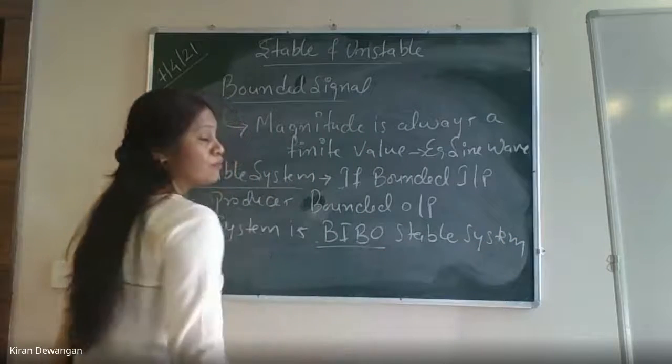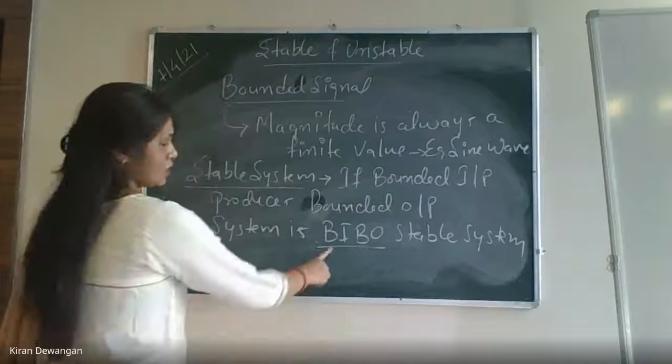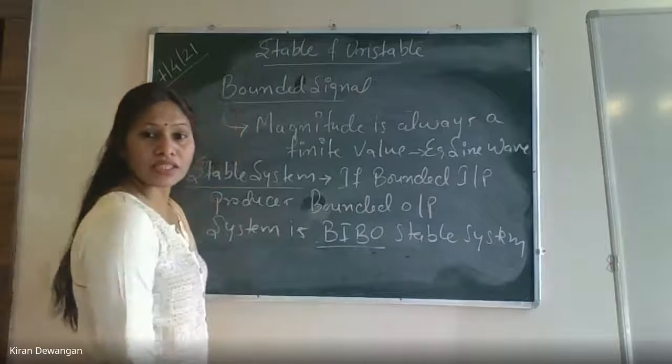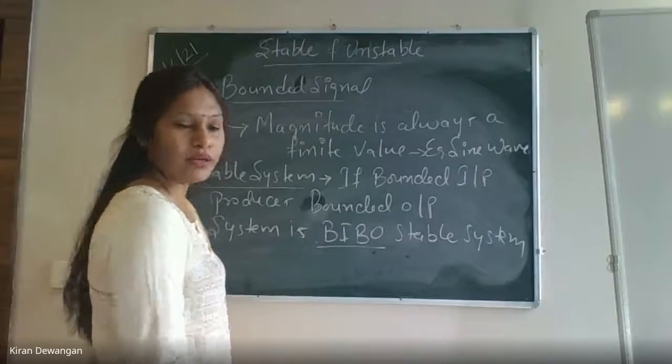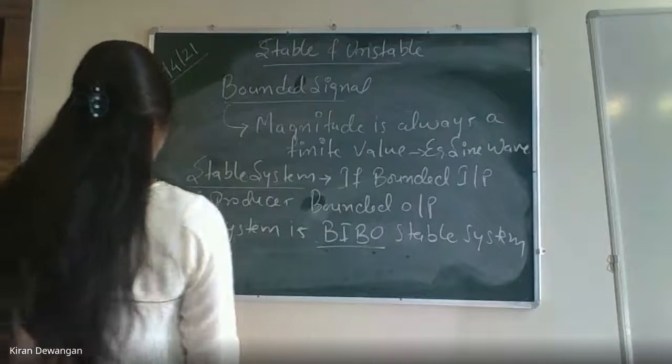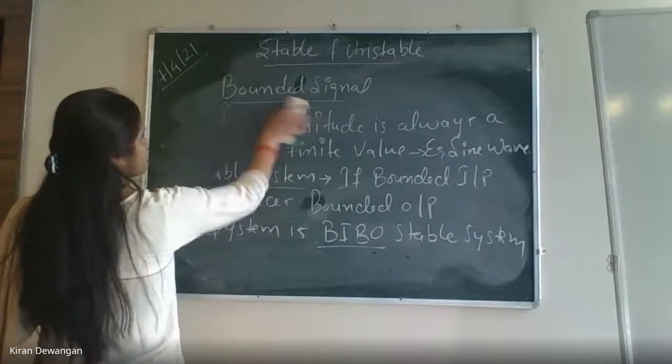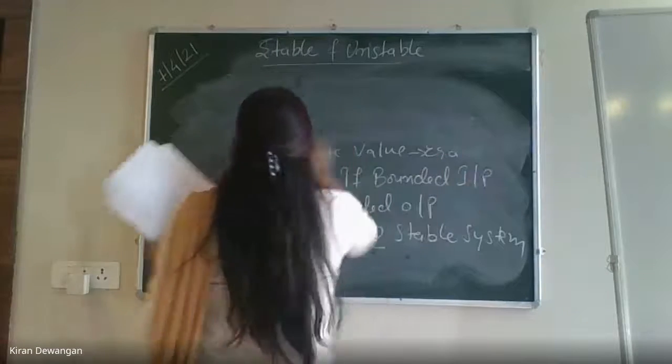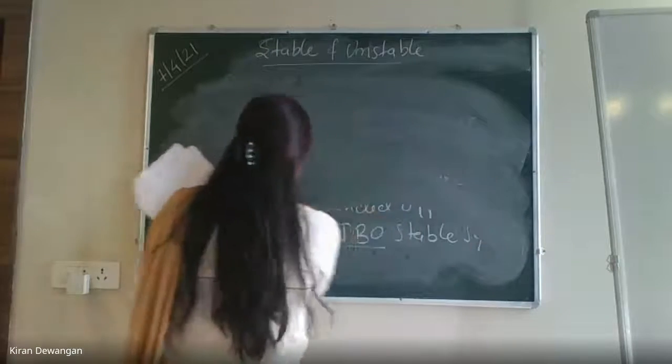BIBO stands for bounded input, bounded output. So a BIBO stable system is the system where we are giving bounded input and we are getting a bounded output. ठीक है, then only the system is a BIBO stable system. ठीक है? Now I'll just elaborate this.